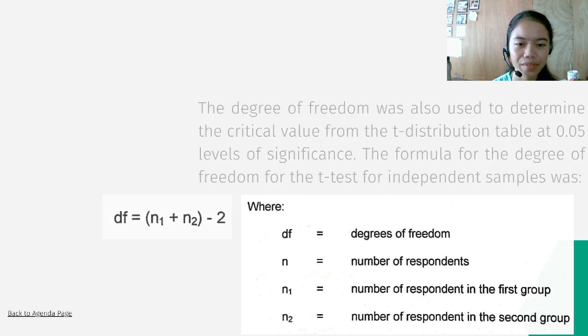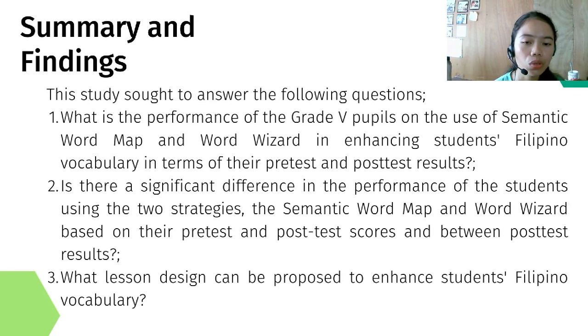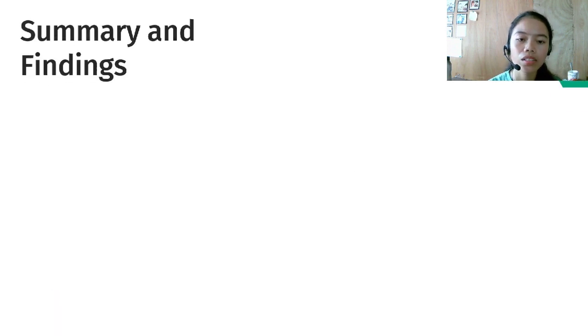level of significance. For the summary and findings, this study aimed to determine the effectiveness of semantic word map and word wizard to enhance the students' Filipino vocabulary of the grade 5 pupils, the sections Masinop and Masunurin in Bunbon, Katmonan Elementary School. So the study sought to answer the questions about the performance on the use of the two strategies, the significant difference, and what lesson design can be proposed to enhance students' Filipino vocabulary.